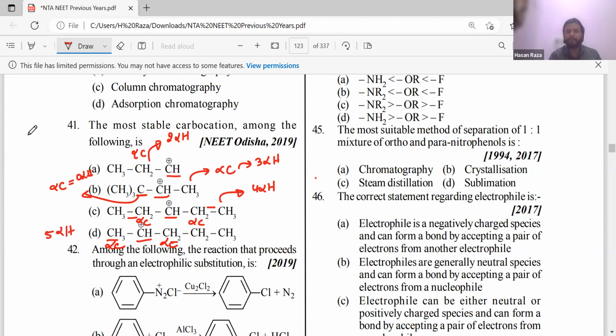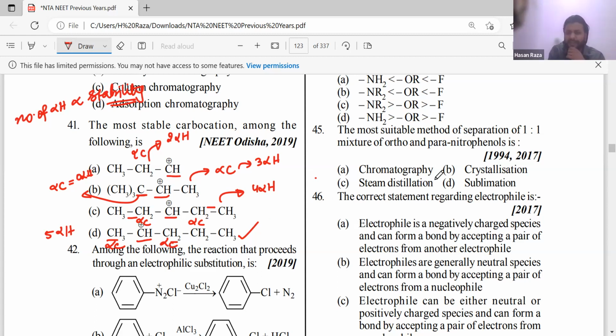Always remember that number of alpha hydrogen is directly proportional to stability. That's why our answer is D. Whenever we step in inductive effect, we will go through alpha hydrogen.